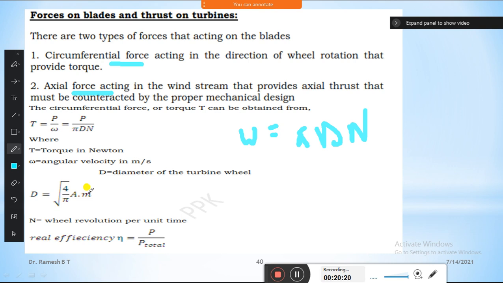Where N is the wheel rotation per minute, and the real efficiency can be given by nu is equal to P by P_total. This is what we already discussed in our P_total equation, or P maximum equation. So efficiency is equal to output power by total power, or maximum power by total power. That is 0.59 according to Betz's law, but actually we know that it is only 30 to 45% maximum.